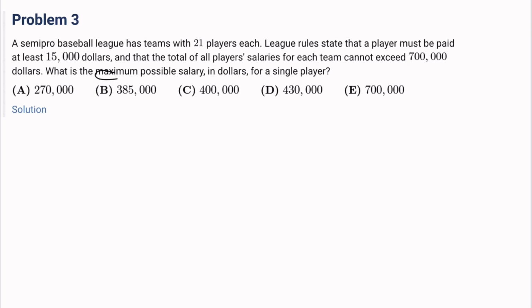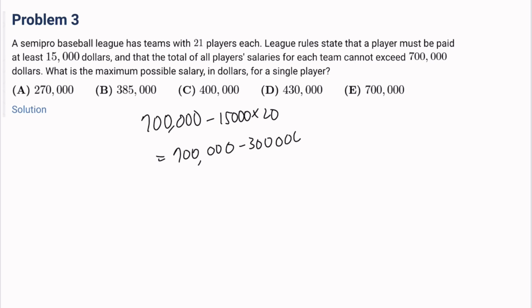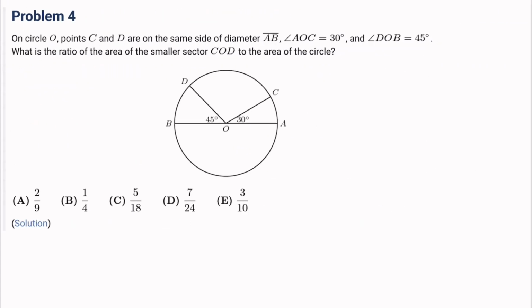Okay, so to give the maximum for one player, that means we need to give all the others the minimum, right? So since we have 21 total, then we will have to give 20 players the minimum amount. So that's 700,000, the maximum total, minus the minimum for all 20, minus 15,000 times 20. So this is equal to 700,000 minus 300,000, which is going to be equal to 400,000. Right? So that's our answer. It's C.